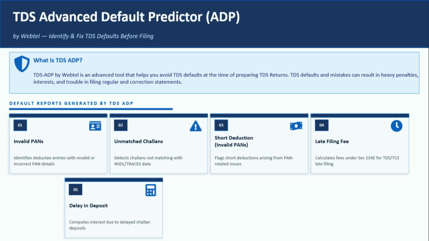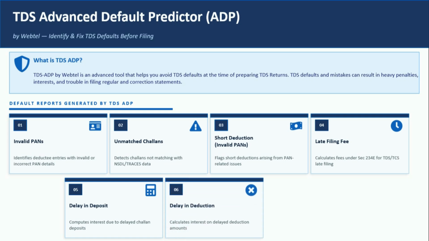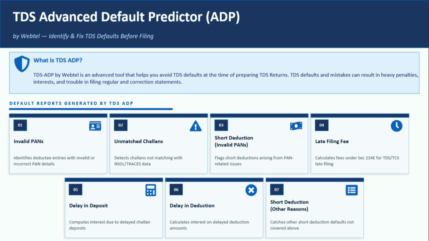Delay in deposit computes interest arising from delays in depositing TDS challans. Delay in deduction calculates interest on TDS amounts deducted after the prescribed timeline. Short deduction for other reasons captures short deduction defaults caused by factors other than invalid PANs. With these detailed reports, TDS ADP helps users identify issues early, take corrective action, and file returns with confidence.